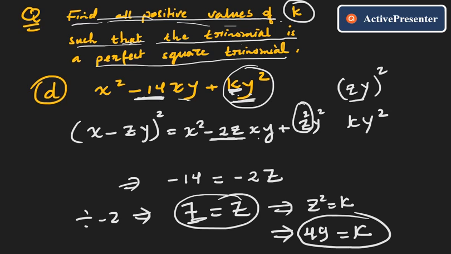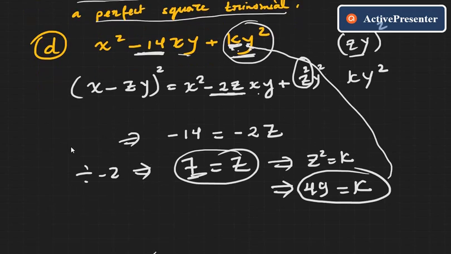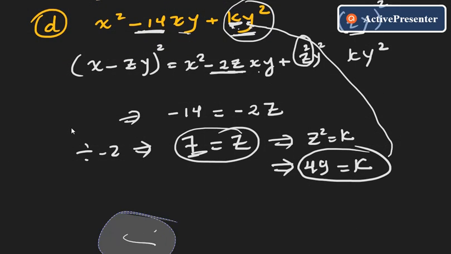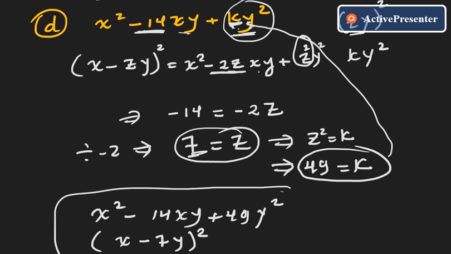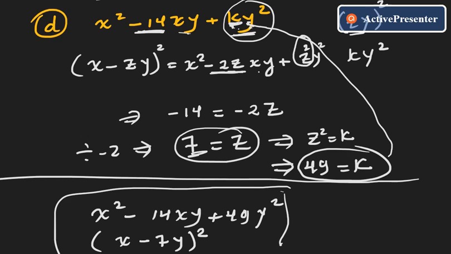Substitute here 49. You will get a perfect square trinomial. If you substitute in 49 here, you will get exactly x squared minus 14xy plus 49y squared. This is exactly (x minus 7y) squared. So it is a perfect square. This is for you to make sure. Your answer up to here, you are done.